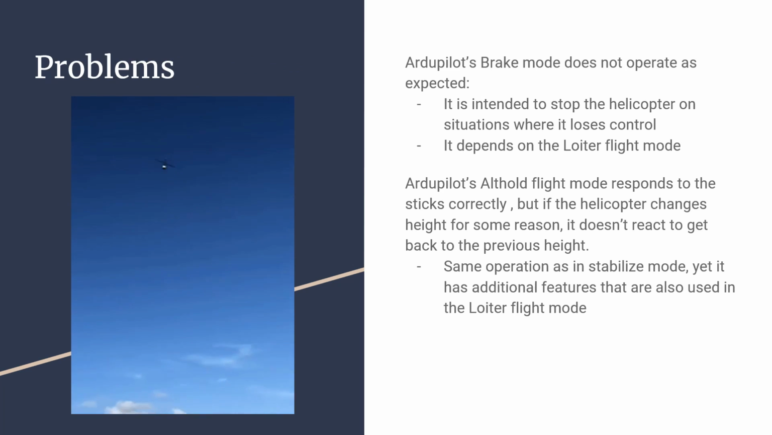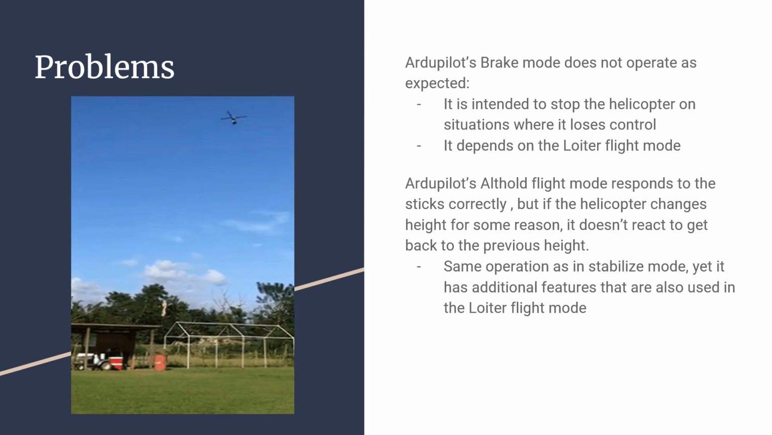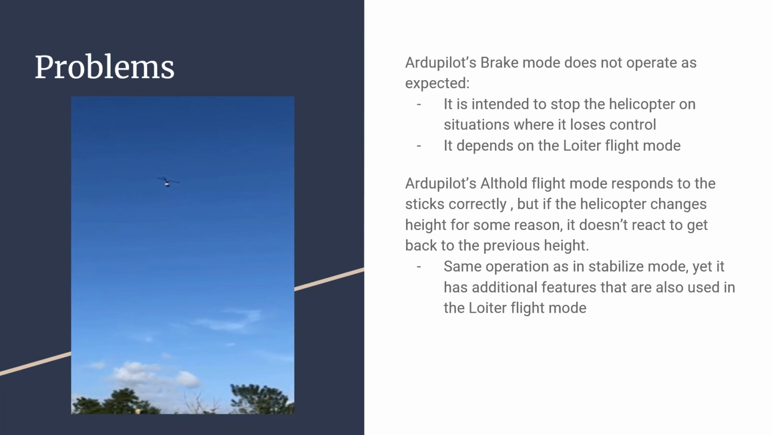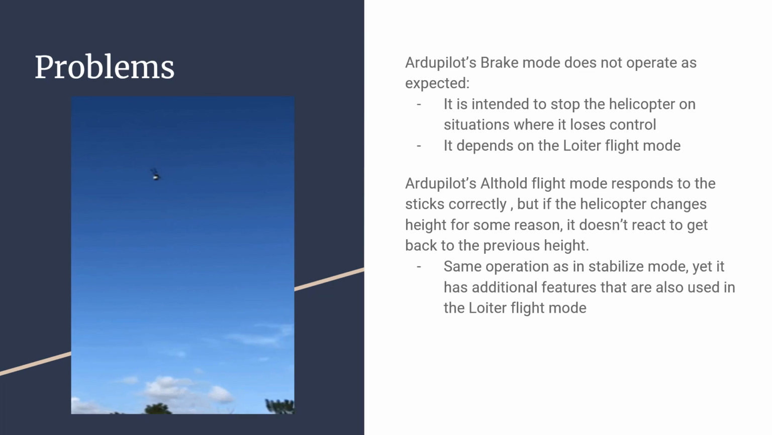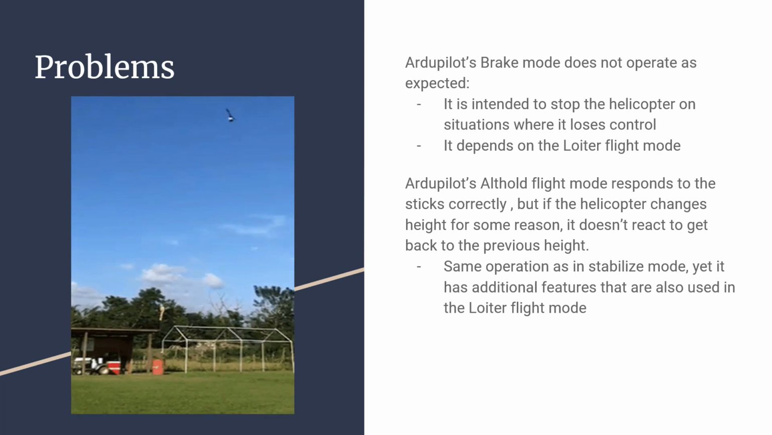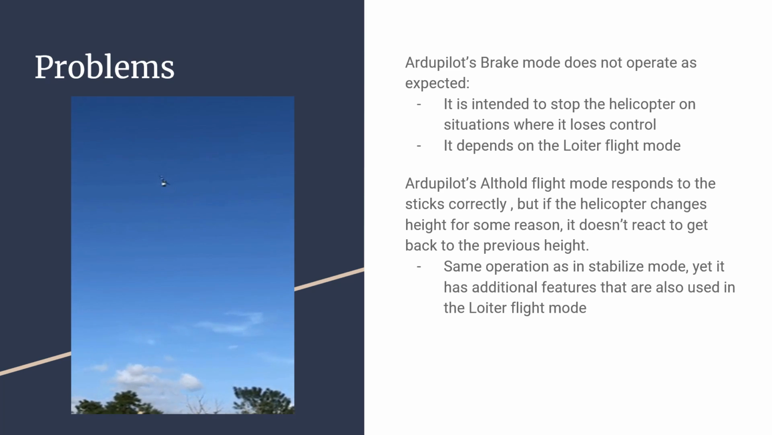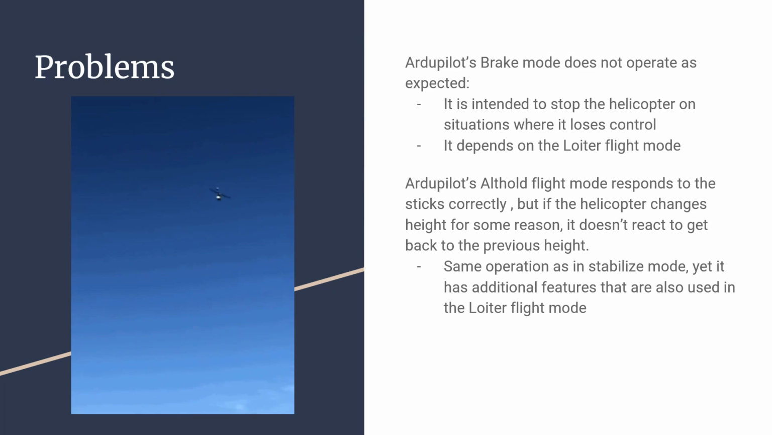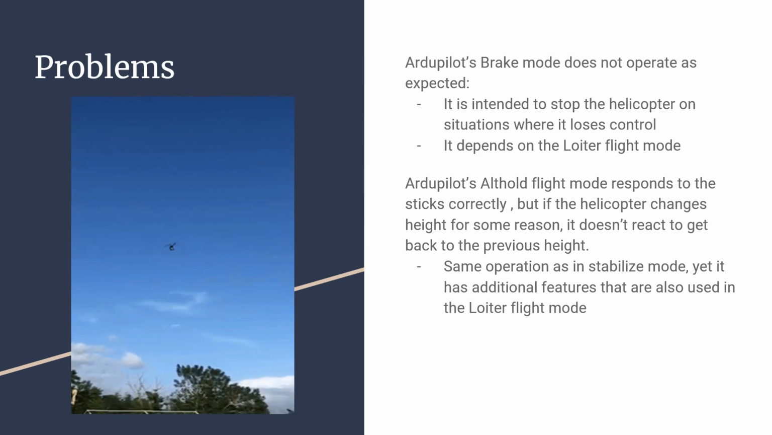Thank you, Geraldo. So the last time we were able to test the helicopter, we began testing Autopilot's stabilized flight mode, and we were able to use it successfully. We proceeded to then test Autopilot's brake mode, as it is intended to stop the helicopter in situations where it loses control. These vary from situations where an unexpected gust of wind hits the helicopter to occasions where testing a flight mode for the helicopter fails.